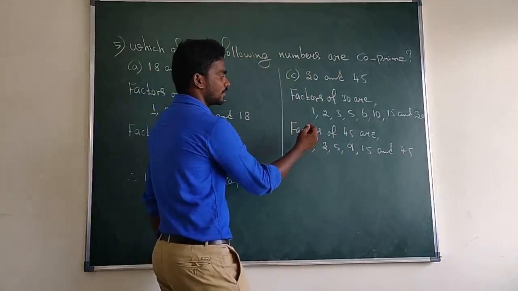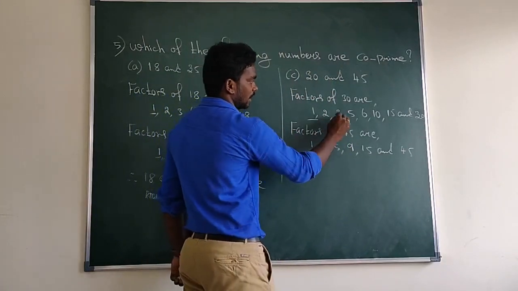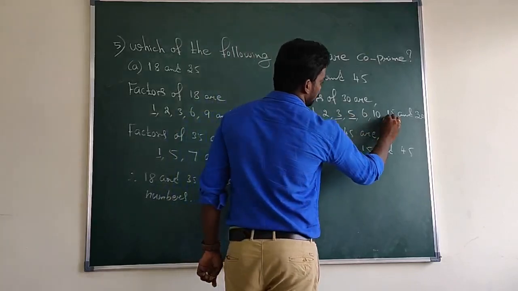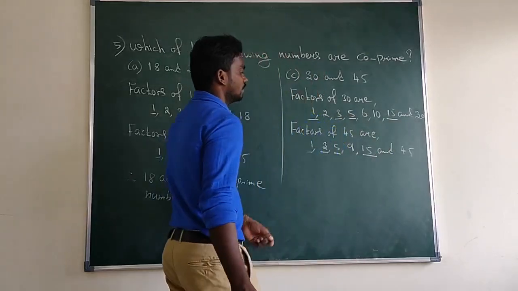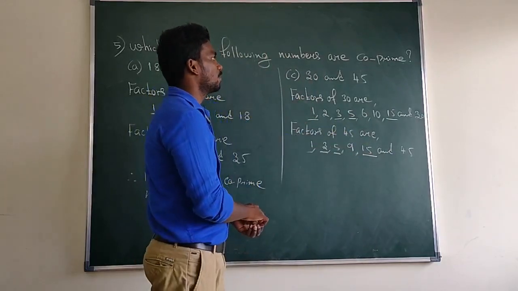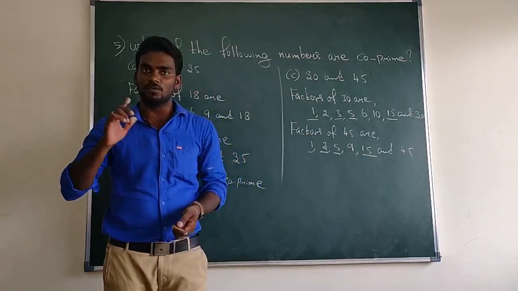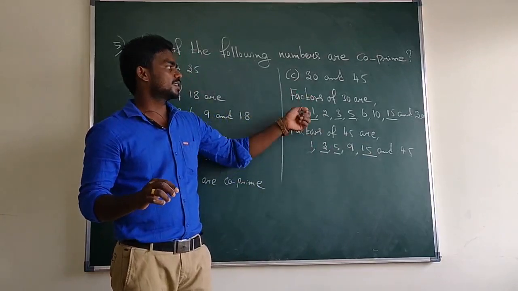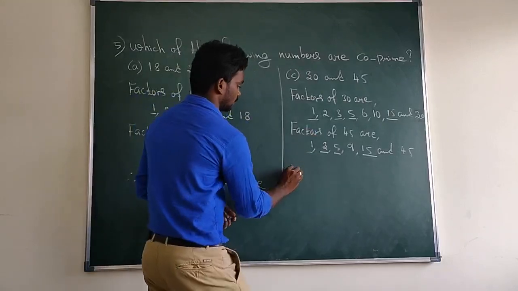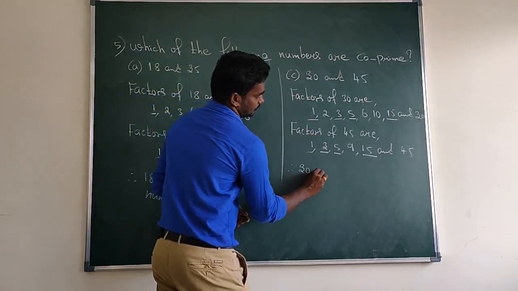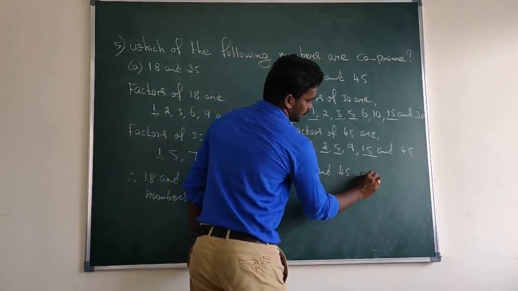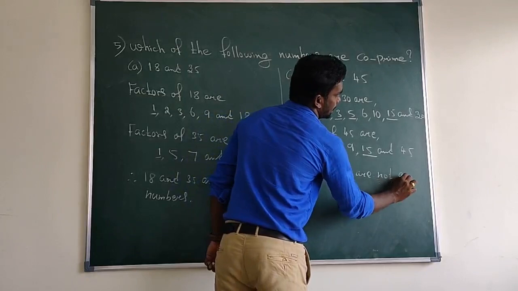So what are the common factors for these? Common factors are 1 and 3, then 5, any other? 15. We have 4 common factors: 1, 3, 5 and 15. Co-prime numbers means the common factor is only 1. But here the common factors for these 2 numbers are 4 factors. So this is not a co-prime number. Therefore, 30 and 45 are not co-prime numbers.